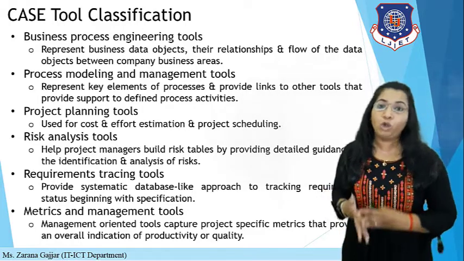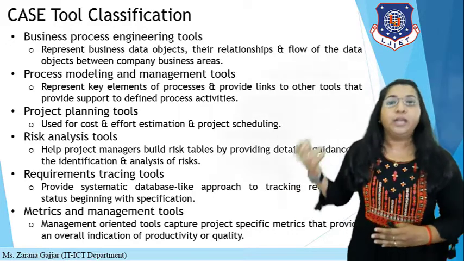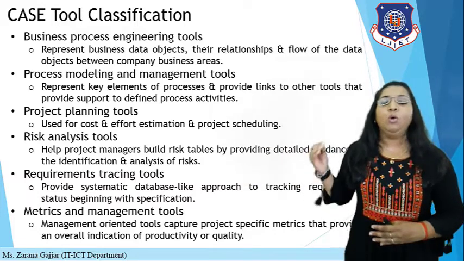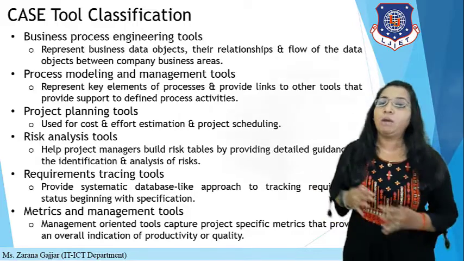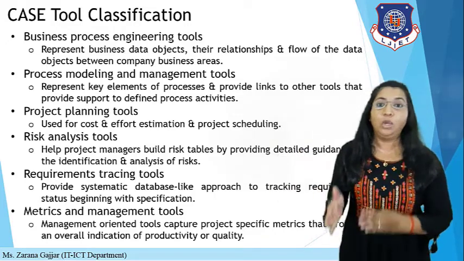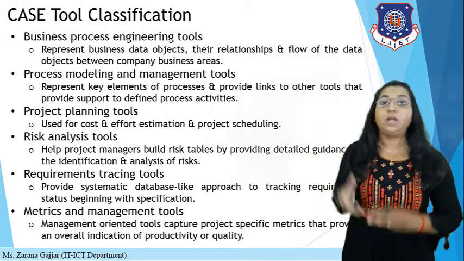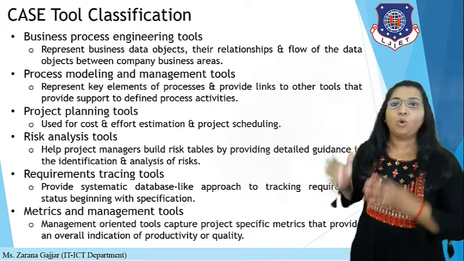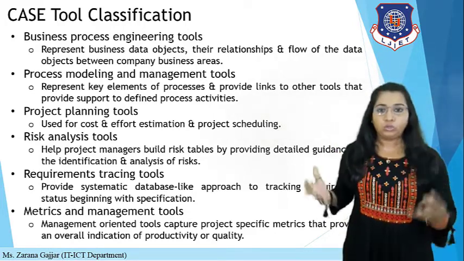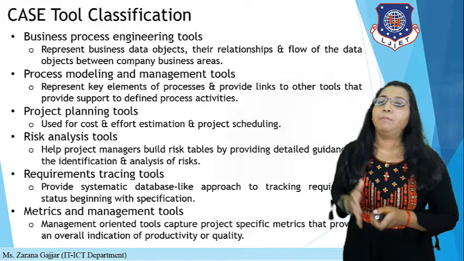The requirement tracing tool provides a systematic, database-like approach to tracking requirement status, beginning with specification. So if the customer gives you some requirements, what is that particular requirement, and whether all the requirements are covered in that particular software or not. That is the requirement tracing tool. Then another tool is the metrics and management tool. Management-oriented tools capture project specification metrics that provide an overall indication of productivity or quality. So how highly qualified your software is or not is measured by using a metrics and management tool.